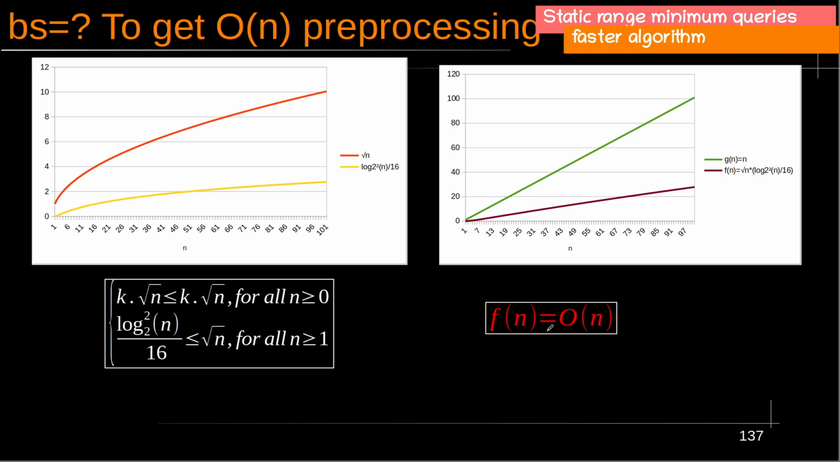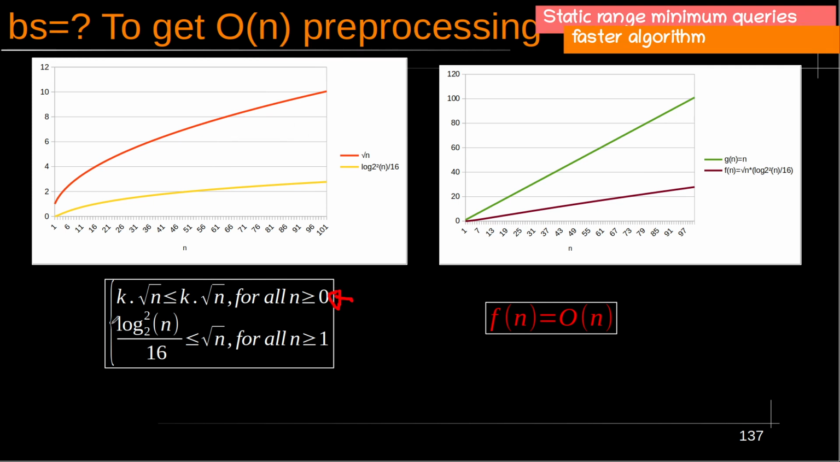So we can precompute the upper bound using the formula of asymptotic upper bound. As you see here, if k is the number of operations, k times square root of n is always less or equal than k times square root of n for all n greater or equal to 0. This graph here is very obvious, very clear.